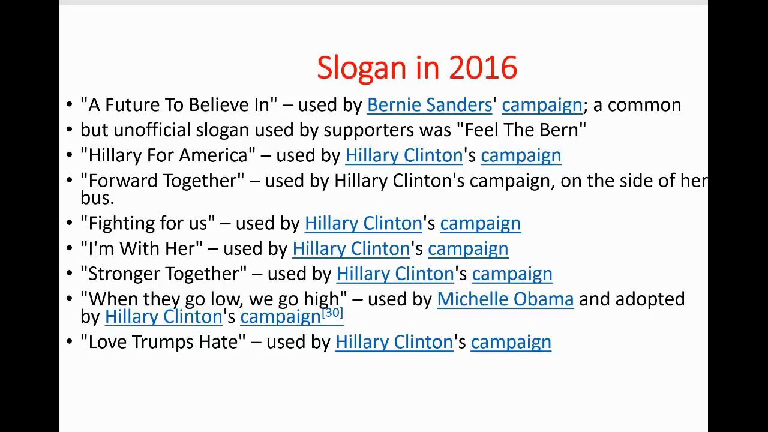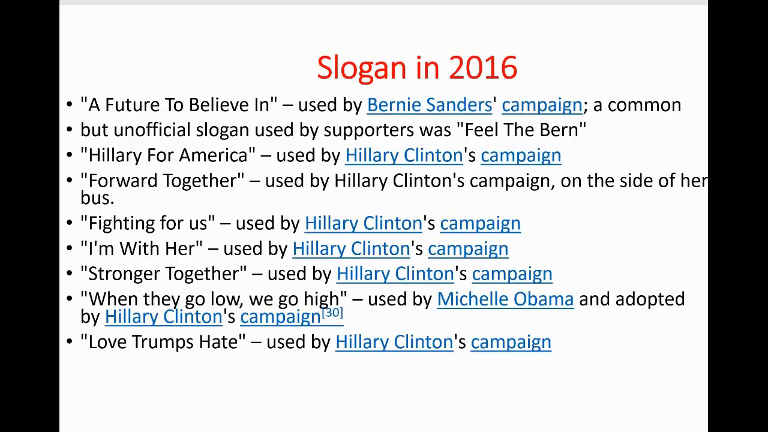And Hillary for America, again, that's too much ego, right? That's like, I, Hillary Clinton, will have to be your president because I'm for America. That's a no-no. And of course, Hillary lost. Forward together. Okay, this one is interesting. I mean, this one is kind of positive. I like it, but unfortunately, it's probably the only good one out of many from Hillary.